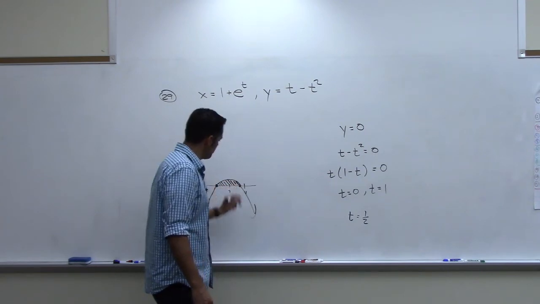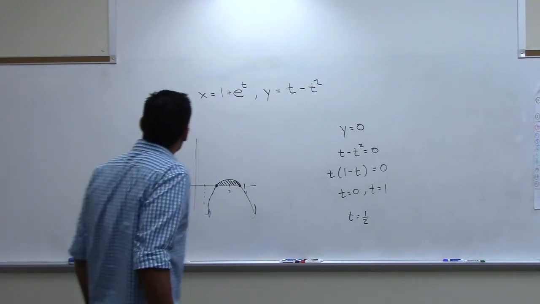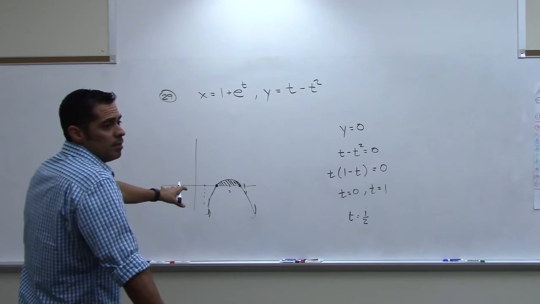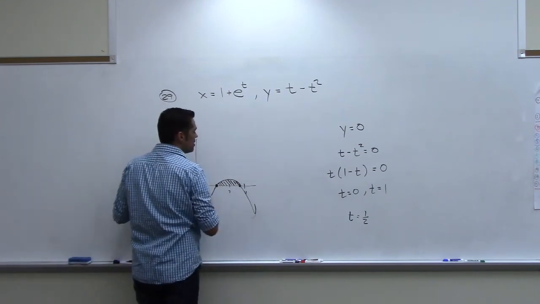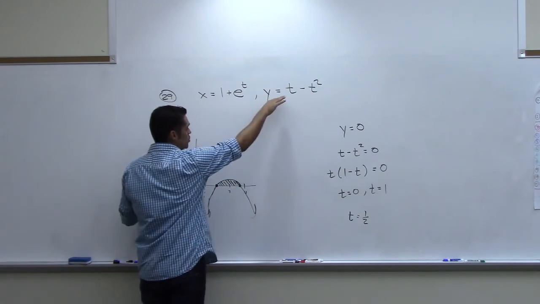We don't want to bother drawing in the 1 plus e to the t. No, this is it. It is included in here. This is dictating how fast the x-coordinate is moving. And this is what your y-coordinate's doing.